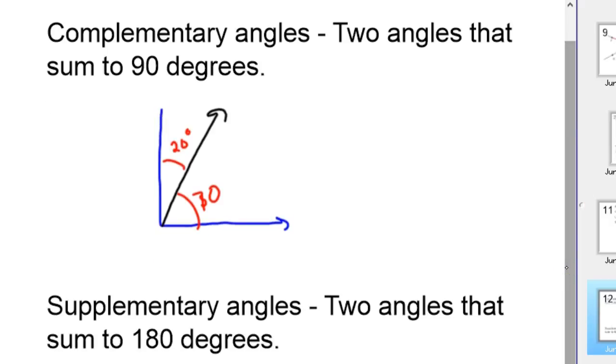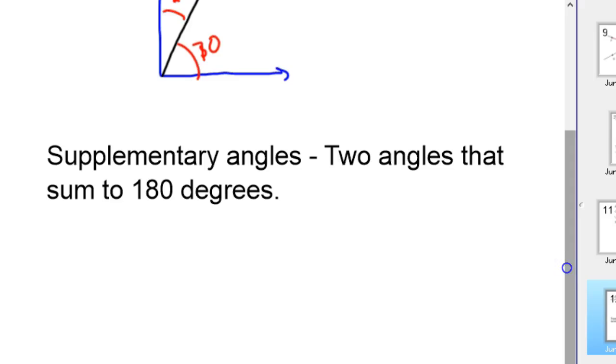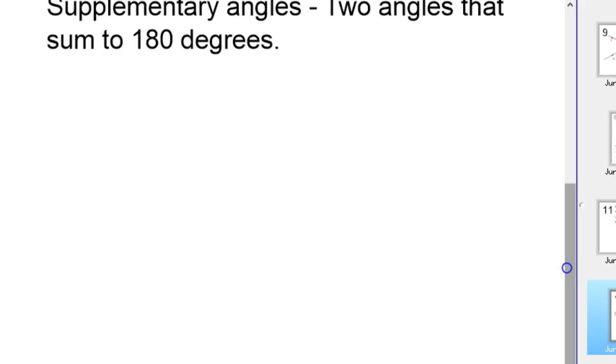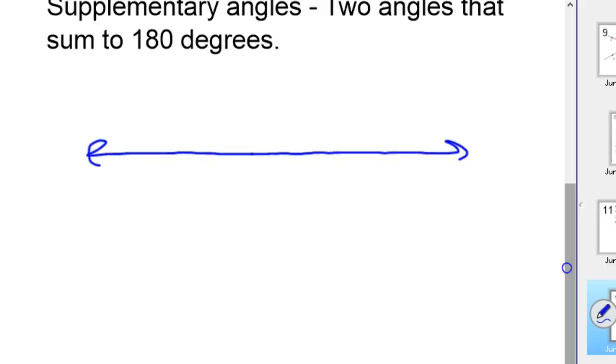Supplements add up to a straight angle, or they add up to 180 degrees. So in other words, if you took opposite rays, which would be a straight line, so I'll put a point there. So a straight line or opposite rays, that's 180 degrees. If you split that with an angle, now you have a set of supplements. So this angle and this angle are supplementary to each other.